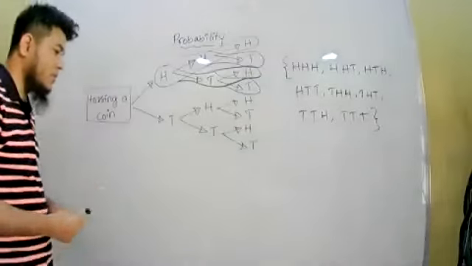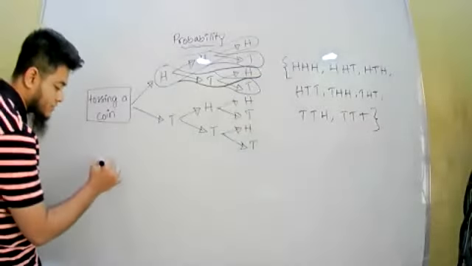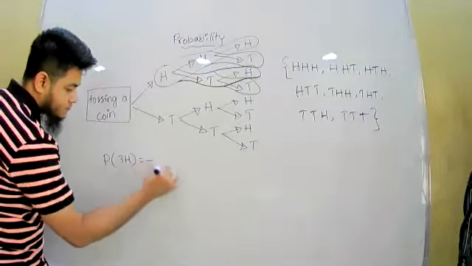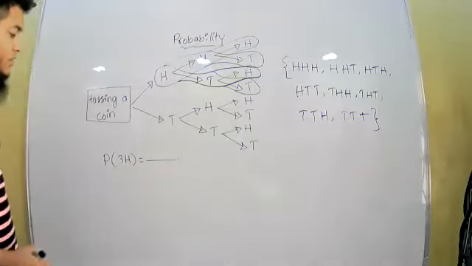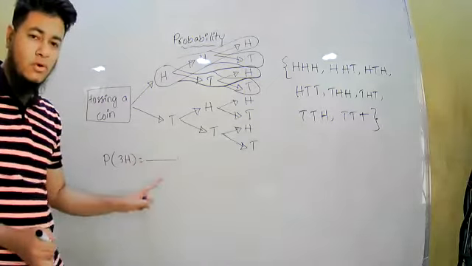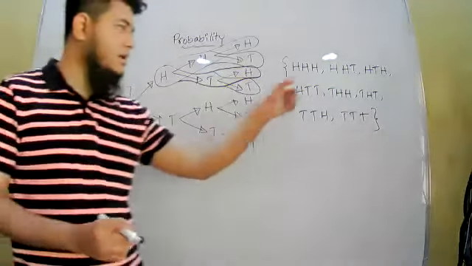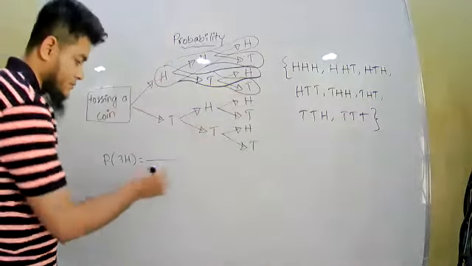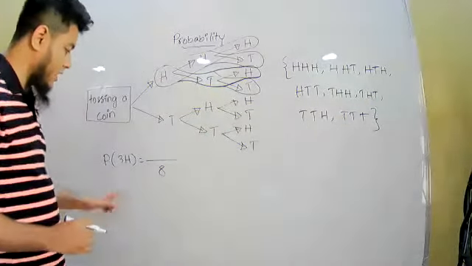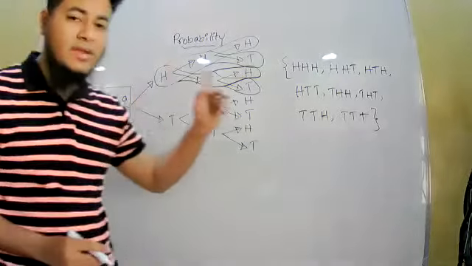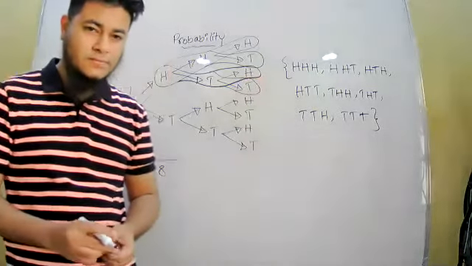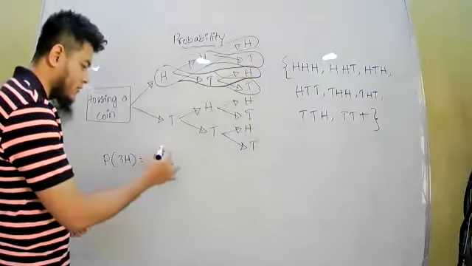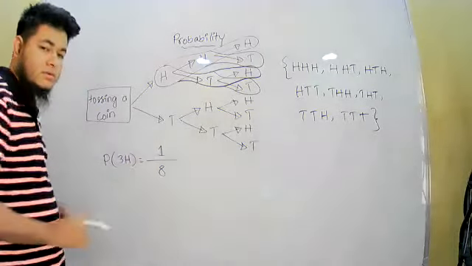Let us say they ask, what is the probability of getting 3 heads? So we have to find the number of favorable outcomes and the number of total outcomes. We can see that the number of possible outcomes is 8, and 3 heads: how many times did you get 3 heads? 1 time. So the probability of getting 3 heads is 1 out of 8.